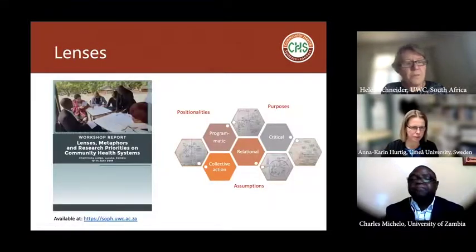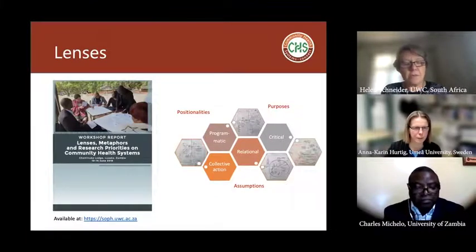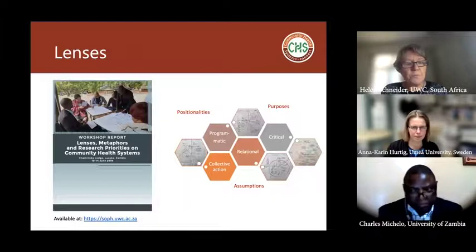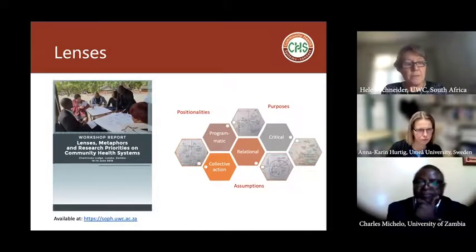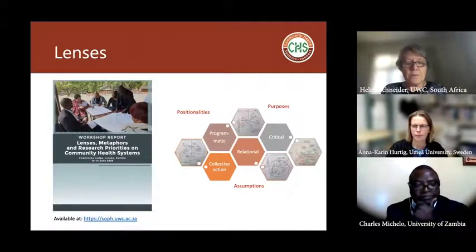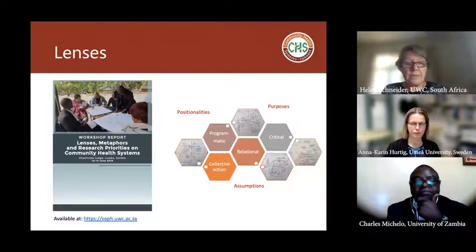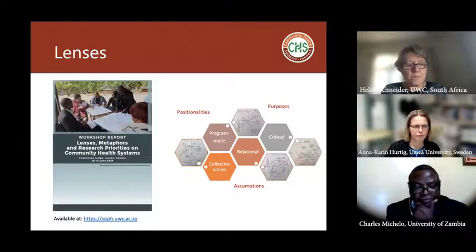In mid-2019, we hosted a gathering at the Chaminuka Lodge in Lusaka, Zambia, where over one week we followed a structured process of pooling our collective insights on the elements and purposes of community health systems. The end result was a typology of four key lenses on the CHS, articulated as programmatic, relational, collective action, and critical lenses, representing different positionalities, purposes, and assumptions about change in the community health system.